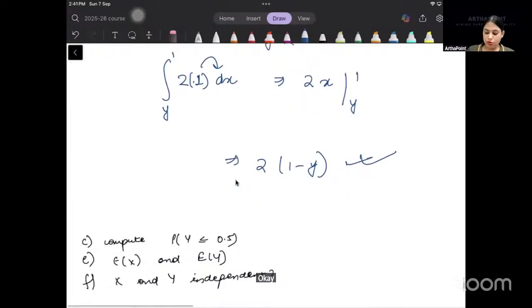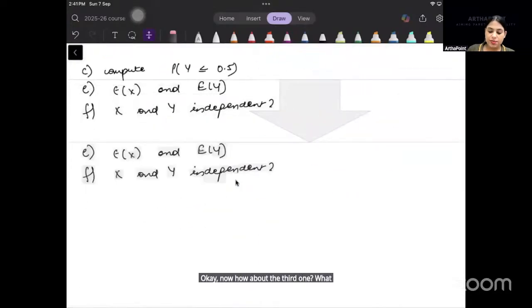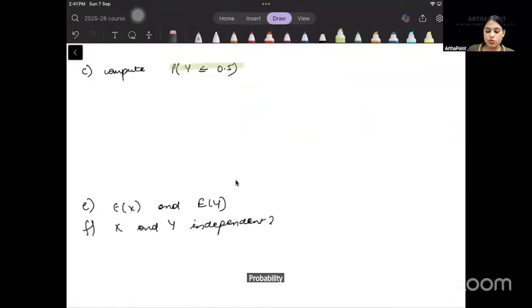Okay, now how about the third one? What answer are we getting? Probability y less than or equal to 0.5. Y less than or equal to 0.5. How about others?